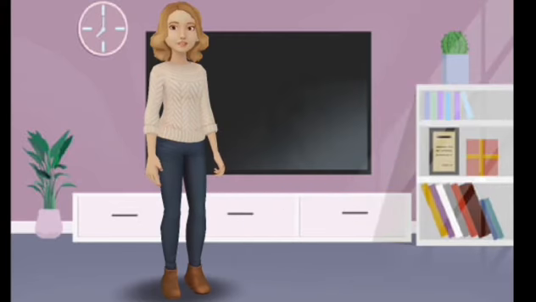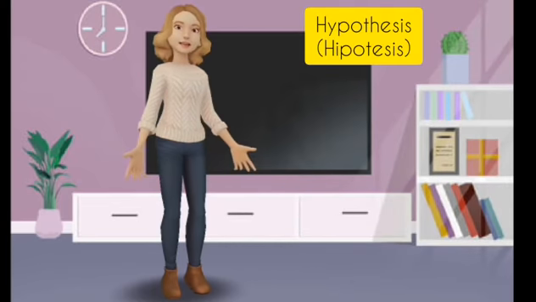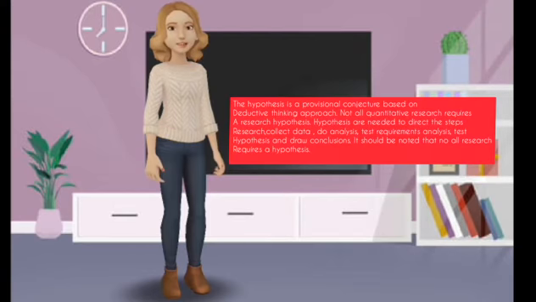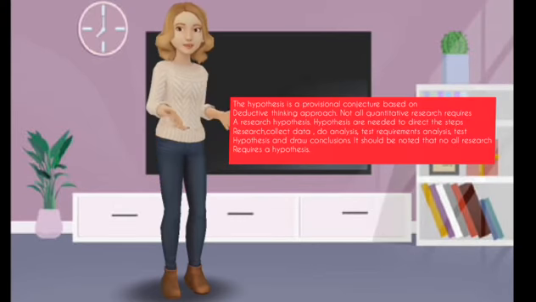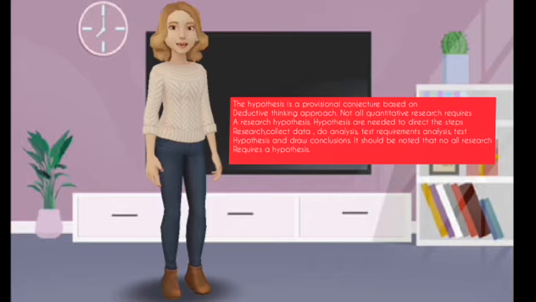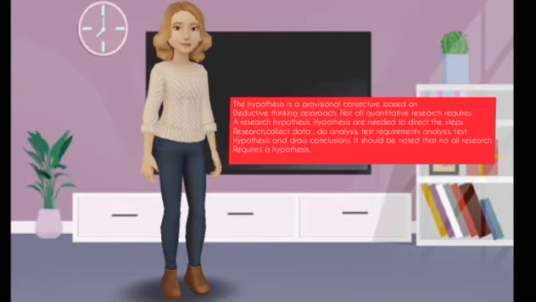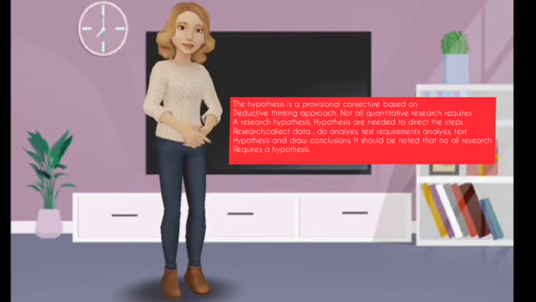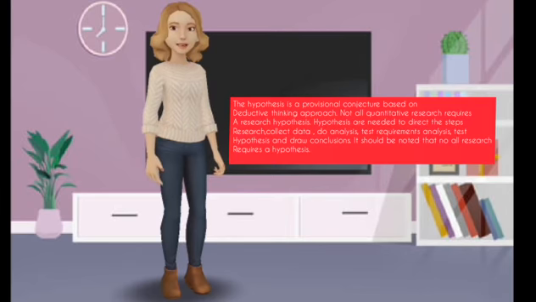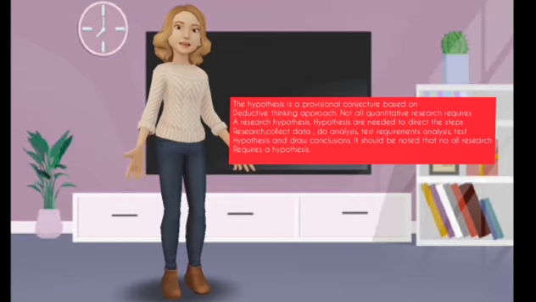Number 6, hypothesis. The hypothesis is a provisional conjecture based on a deductive thinking approach. Hypotheses are needed to direct the research steps: collect data, do analysis, test requirement analysis, test hypothesis, and draw conclusions. It should be noted that not all quantitative research requires a research hypothesis.